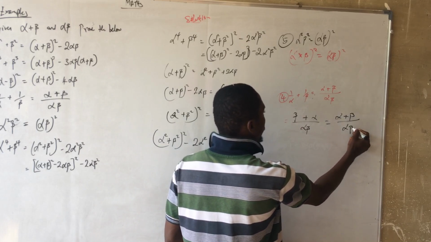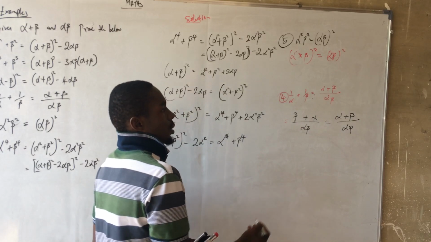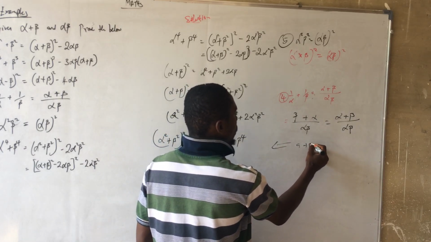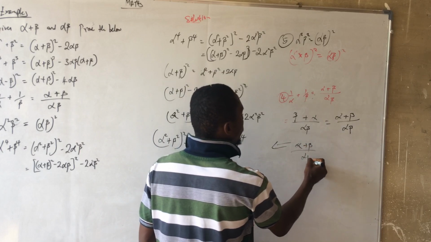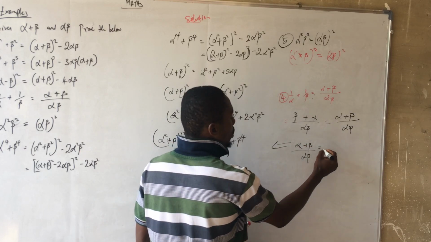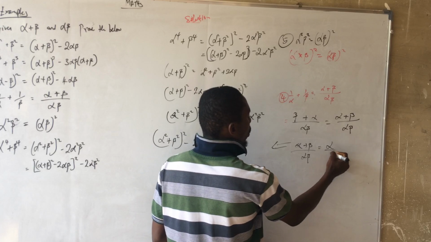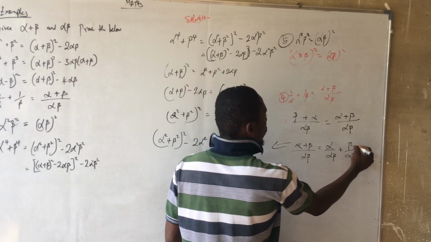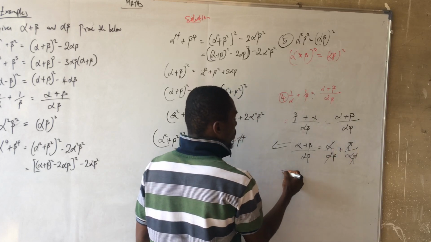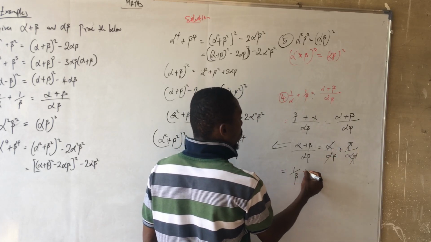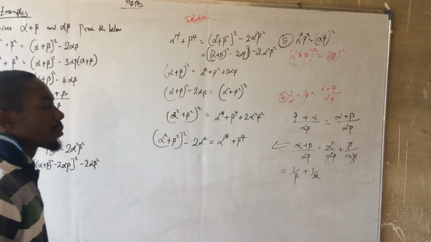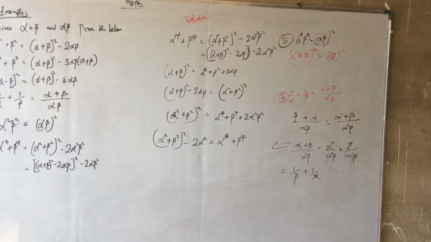all over alpha beta. Now if you are proving from this way, it will give you alpha plus beta all over alpha beta. This can be equal to alpha all over alpha beta plus beta all over alpha beta. When this is divided, you have what? 1 over beta plus 1 over alpha. So that is it, and that is the end of the proof.